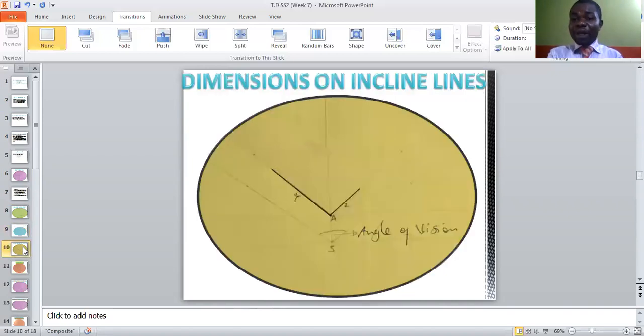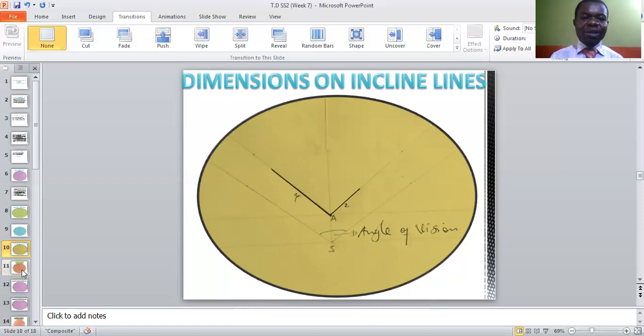You see dimensions now taking place on incline lines, this side and this side. I use 40 mm, 2 mm. Then after measuring them, you draw at 90 because here is at 90, you complete your rectangle there. Remember, this is the angle of sight that is there.